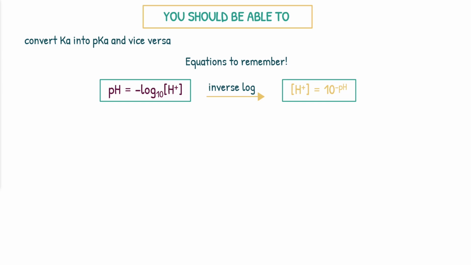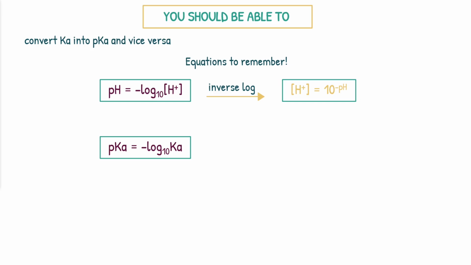Now, let's look at pKa. What is the equation for this? Now, in the specification, it tells us that pKa equals minus log 10 Ka. Now, does this look familiar to you? To me, it looks exactly the same as the pH expression. However, it's just changed H for Ka, right?